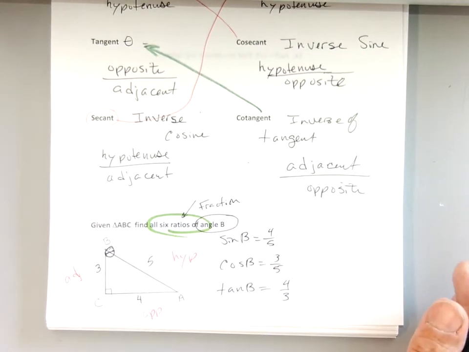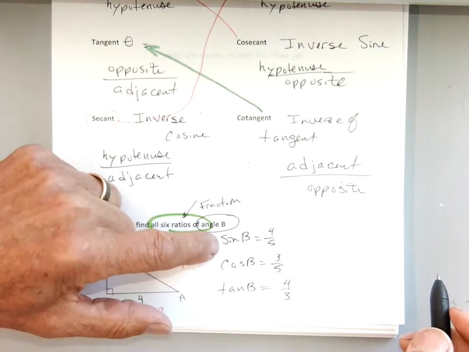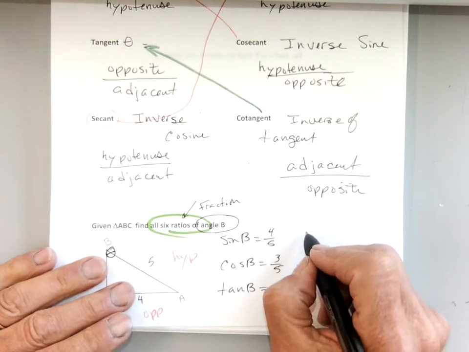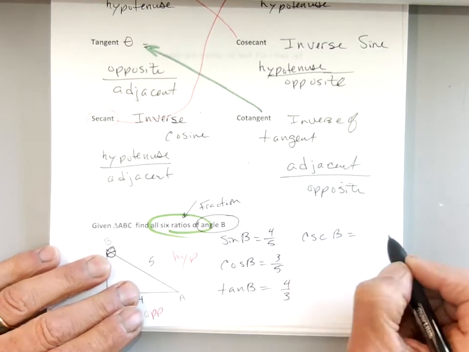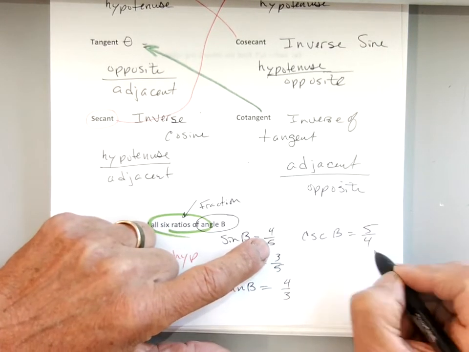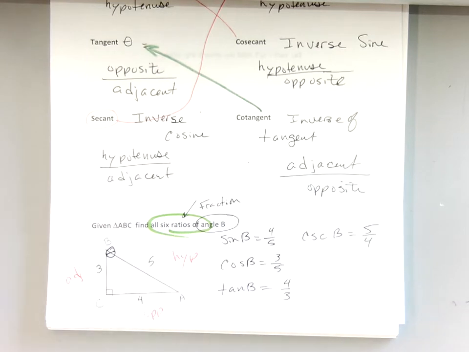And now the next 3 are easy because it's just the reciprocal. It's just going to be the inverse. So cosecant of B is 5 over 4. I just flipped the fraction. That's all I did. That's all you do. It's easy.